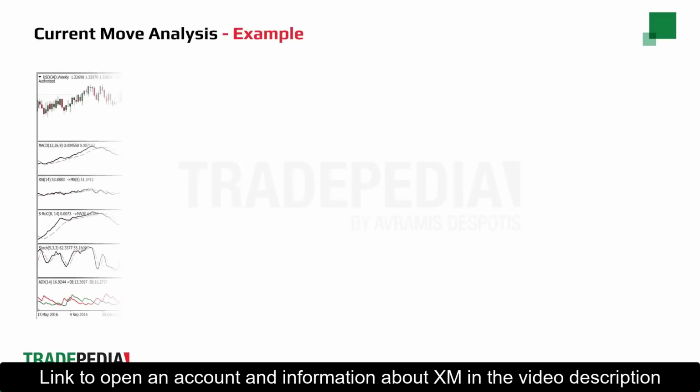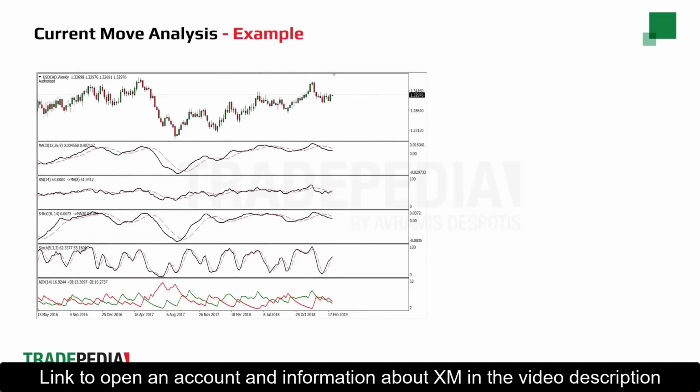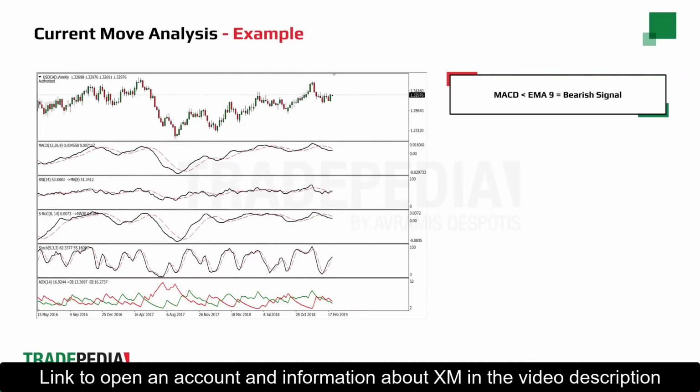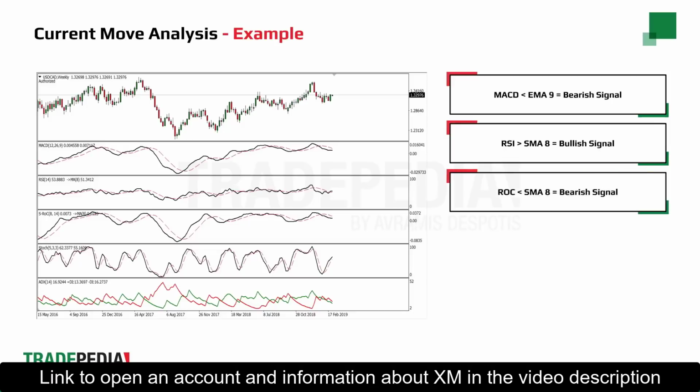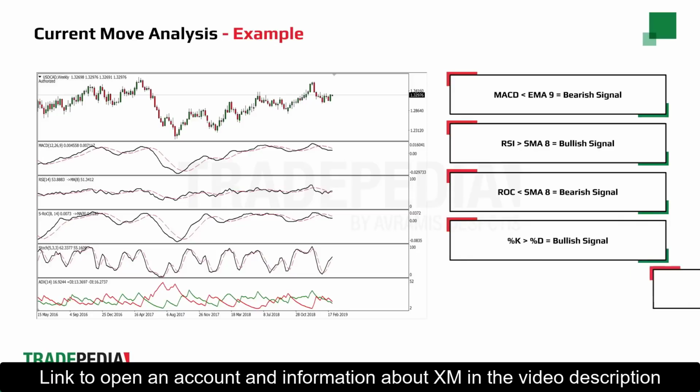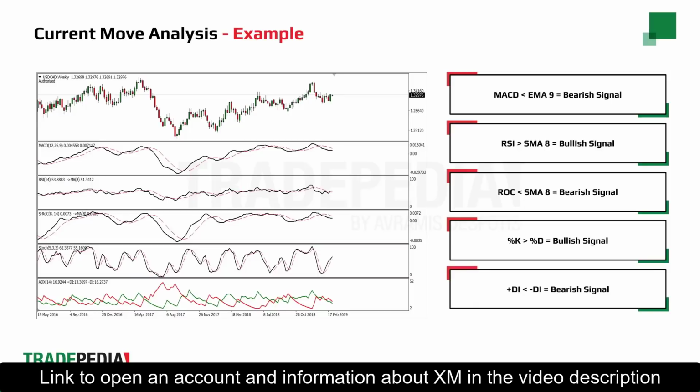Moving to the current move analysis example, we notice that the MACD is below its signal line, the 9 periods exponential moving average, and giving a bearish signal. The RSI is above its 8 period simple moving average and giving a bullish signal. Price ROC is below its 8 periods simple moving average and giving a bearish signal. The stochastics line %K is above its signal line, the %D, giving a bullish signal. As the 5th current move indicator, the plus directional indicator is below the minus directional indicator, giving a bearish signal.